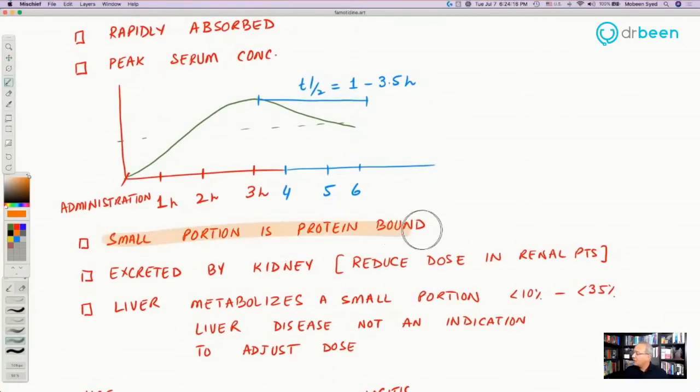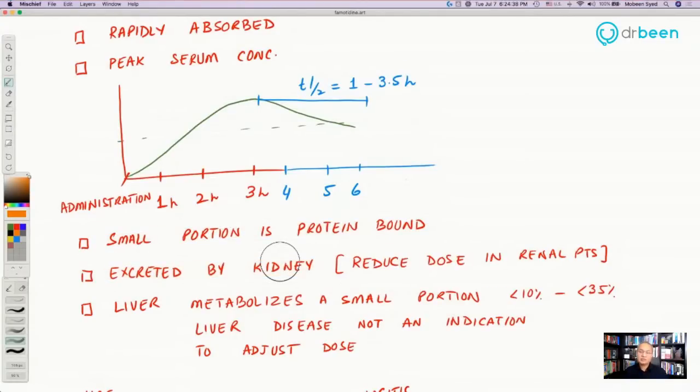A smaller amount of them, usually when we take drugs, many of the drugs become bound to plasma proteins, mostly albumin. So in this case, a very tiny amount of them is plasma protein bound. This drug is mostly running around free in our blood. These are excreted by the kidney.